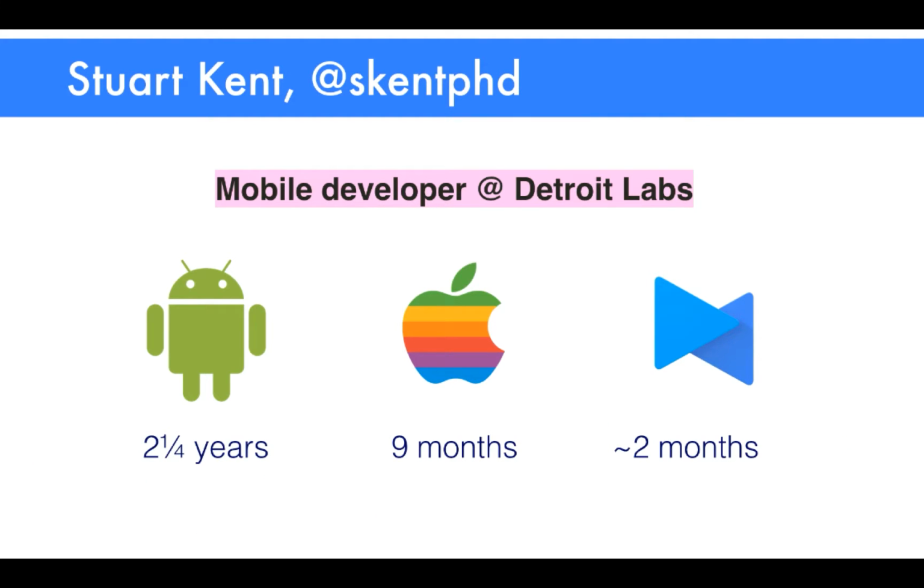So my name's Stuart Kent. I'm a mobile developer at Detroit Labs, and I've been there for about 2.25 years, which is exactly the same length of time that I've been developing, and also exactly the same length of time that I've been developing on mobile and Android. I've done some iOS stuff more recently. I have about 9 months worth of experience with that. And then I have about 2 months worth of experience with that logo on the right-hand side, which is the logo of the Nearby APIs. They are cross-platform, which is why experience on each of the other 2 platforms is relevant.